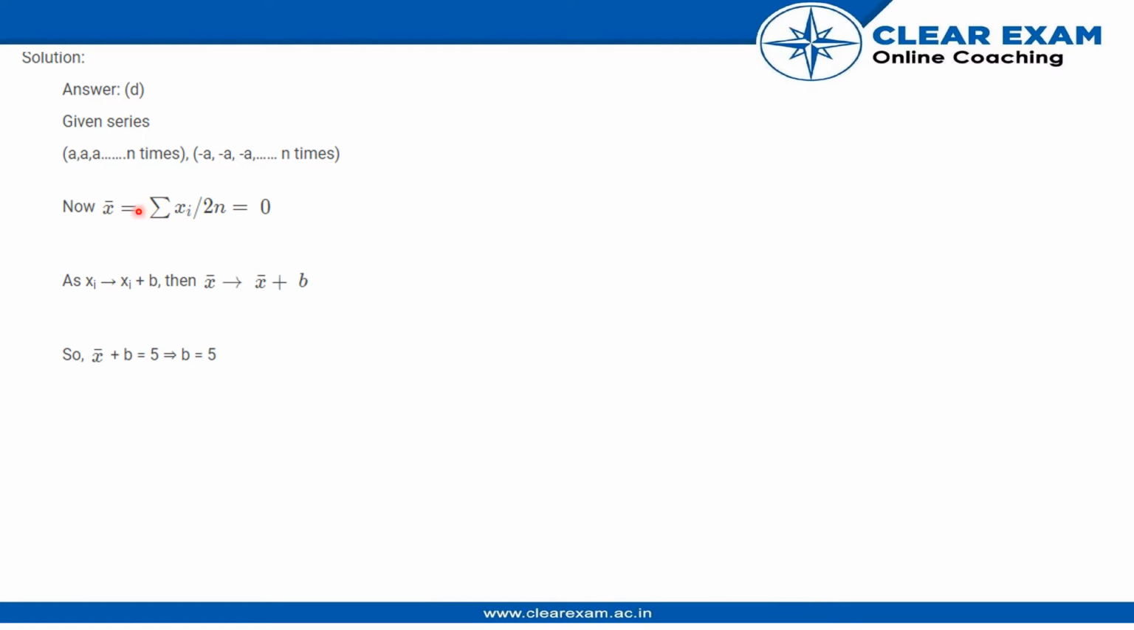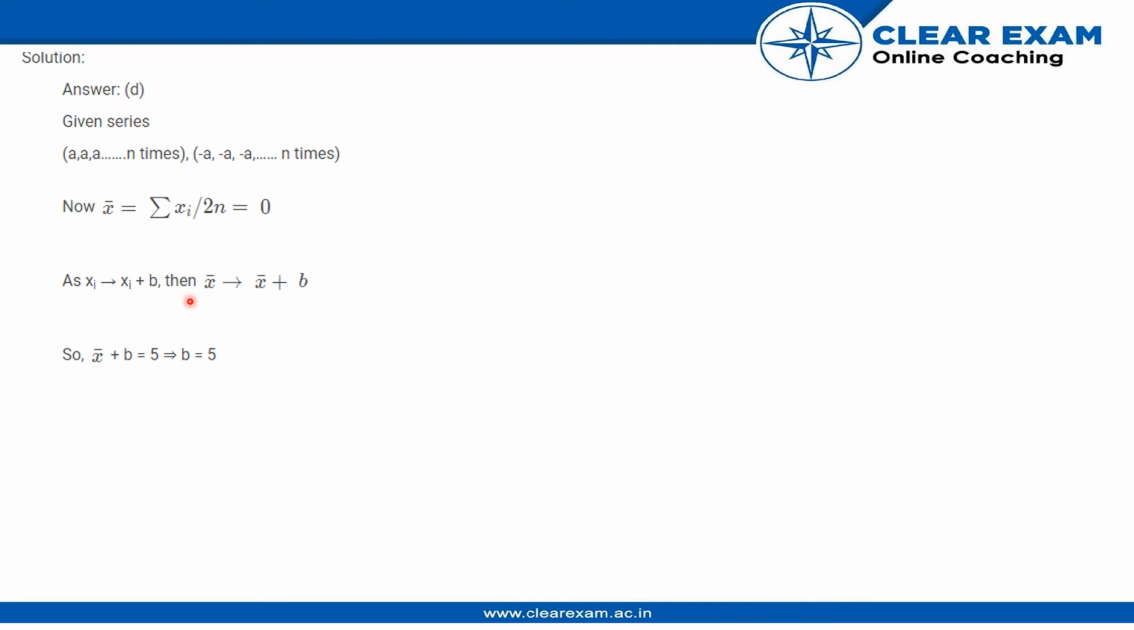So firstly it says that there are some terms, that is a, n times, and there are another terms, minus a, n times. So now the mean of these terms will be equal to 0, as every a will cancel every minus a. Therefore the mean is equal to 0.